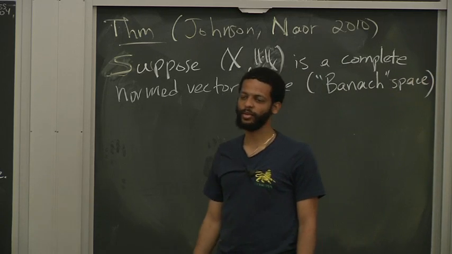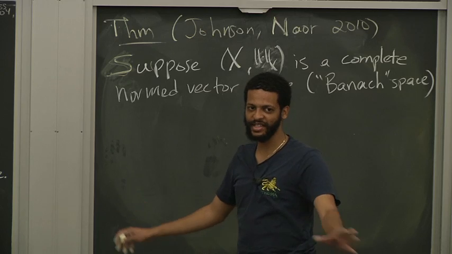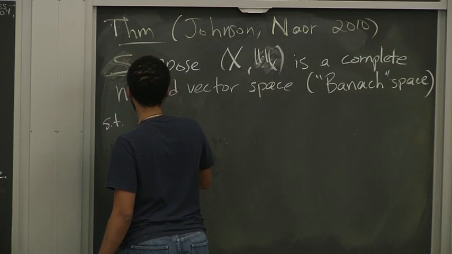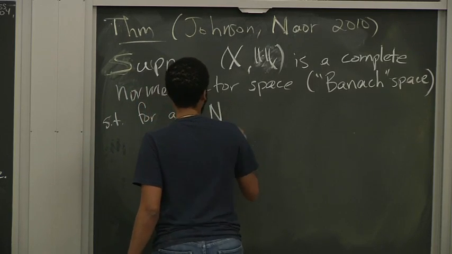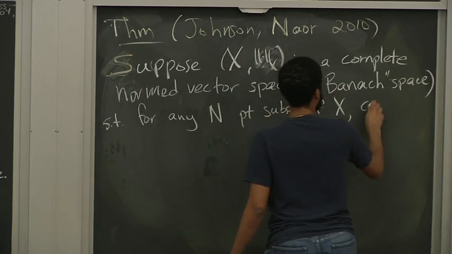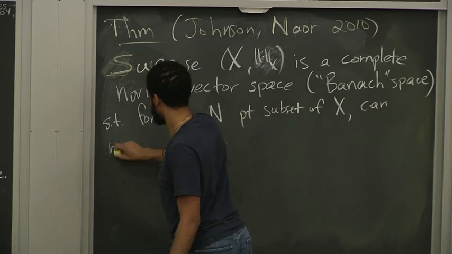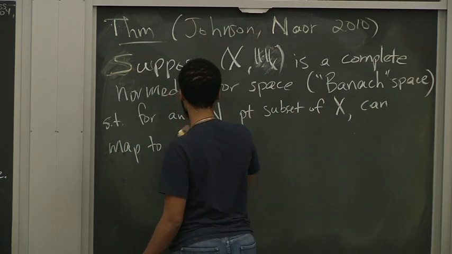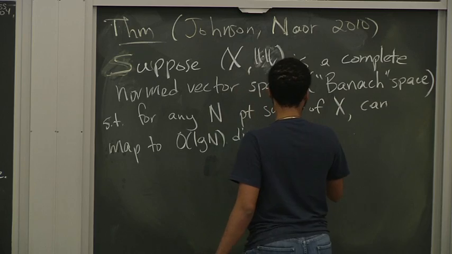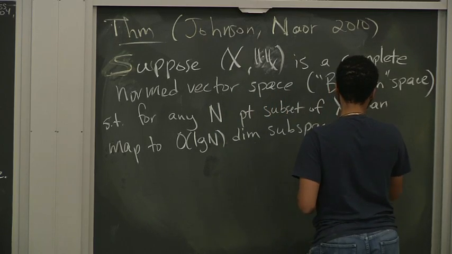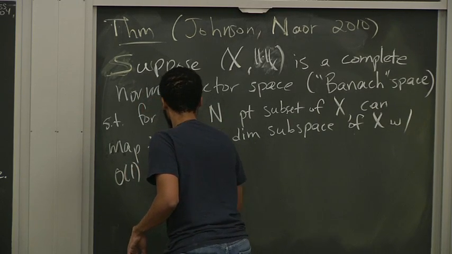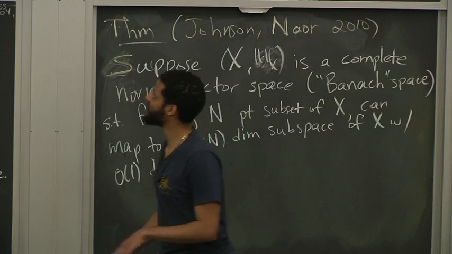Okay, so don't worry about the formality. If you have some normed vector space X such that any n-point subset of X can map to an O(log n) dimensional subspace of X with constant distortion, right? So that's what the JL lemma says.